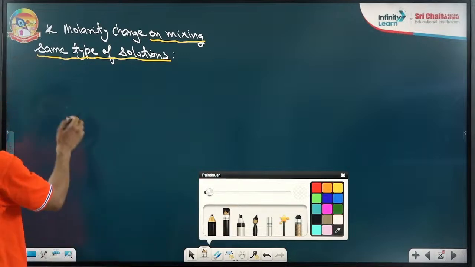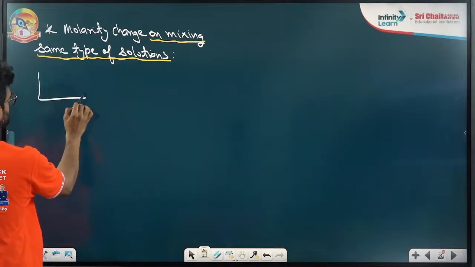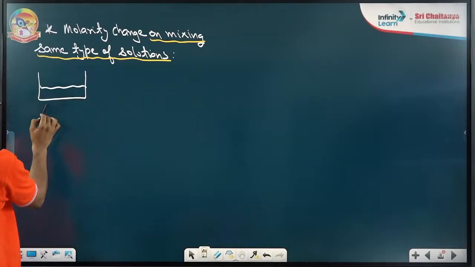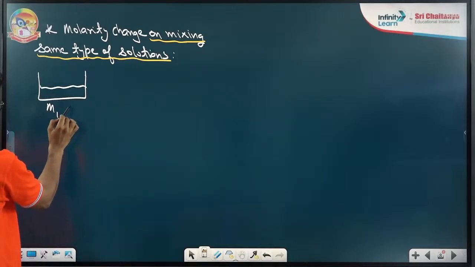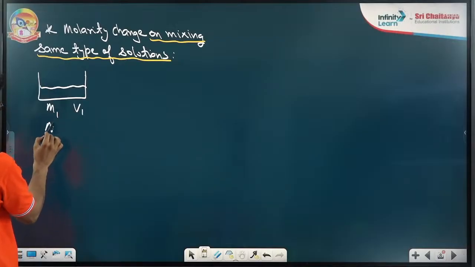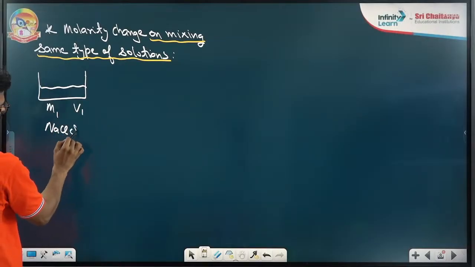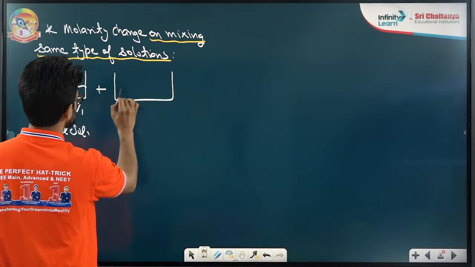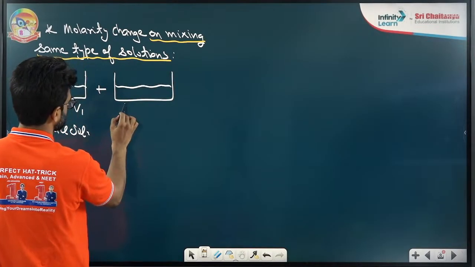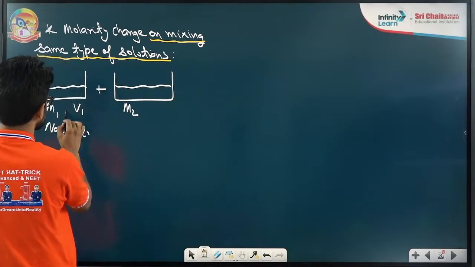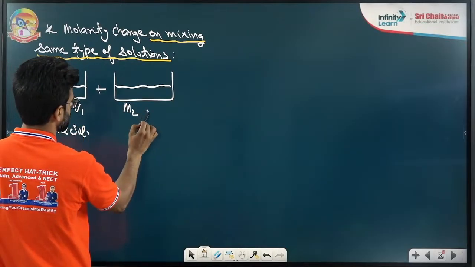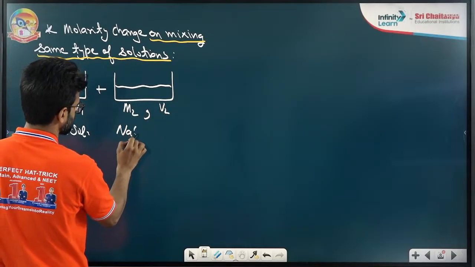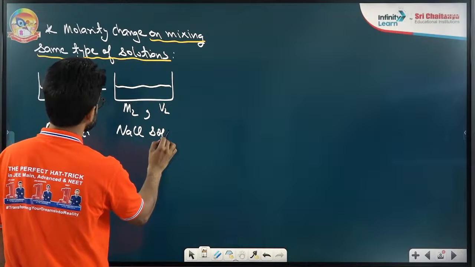What I mean by this? Imagine I have a solution here. It's a NaCl solution, molarity M1 and volume V1. Here, this is also a solution. Imagine molarity M2 and here volume is V2. It is also a NaCl solution, right?